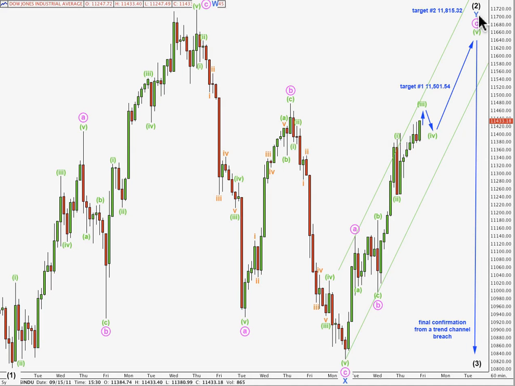It's extremely unlikely, if this wave count's correct, that wave 2 black would continue further as a rare triple zigzag. The rarity of that structure means the probability of that happening is very low indeed. So a trend channel breach here on the hourly chart for this wave count would be confirmation, or very strong confirmation, that 2 is over and 3 is underway. Final confirmation from a trend channel breach on the daily chart would be the safest way to approach this wave count.